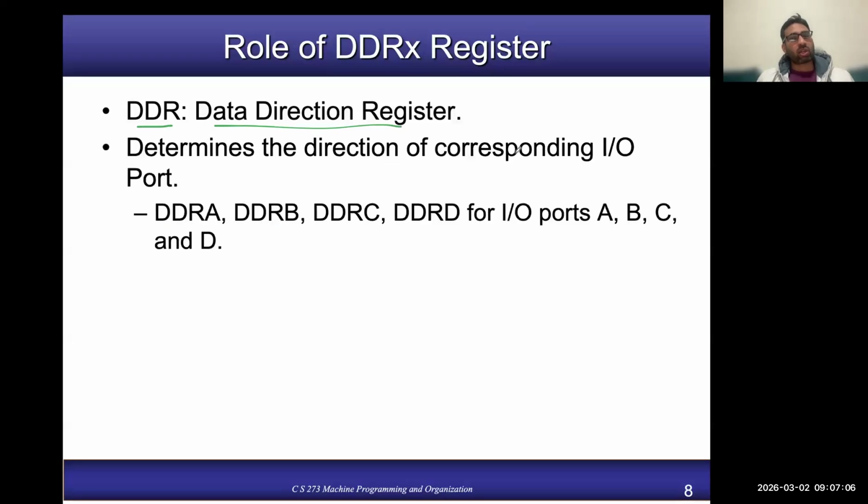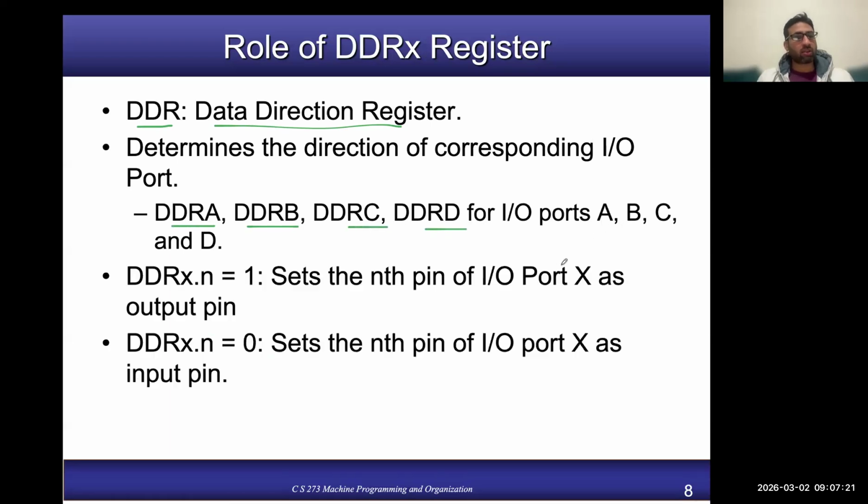So it determines the direction of the corresponding IO port. And for each port, each port has its own data direction register: data direction register A, B, C, and D for ports A, B, C, and D, right? Remember that each of these data direction registers is 8 bits, and we also have 8 physical pins, other than port C, in the case of ATmega328P, right?